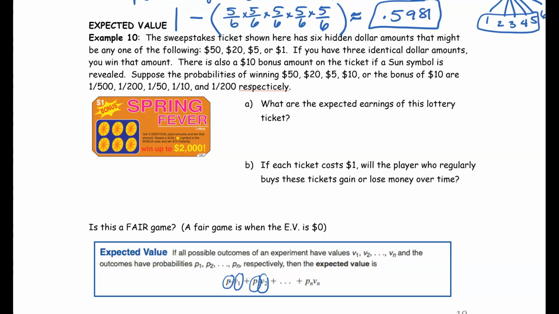So the expected earnings of this lottery ticket are going to be the value for the ticket. So $50 is one possible earning, times the probability of that happening. Well, the probability of winning 50 bucks is 1 over 500. So that's the first scenario. The second scenario would be $20 and 1 over 200. So I could win $20 with the probability of 1 over 200. Or I could win $5.